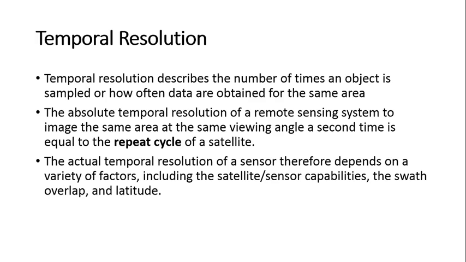The repeat cycle of a near polar orbiting satellite is usually several days. For example, IRS-1C and Resourcesat-2 are satellites which have a repeat cycle of 24 days. You can take another example, Landsat, which has an 18-day repeat cycle. However, due to the off-nadir viewing capabilities of the sensor and the side lap of satellite paths in adjacent orbits, the actual revisit period is in general less compared to the repeat cycle.